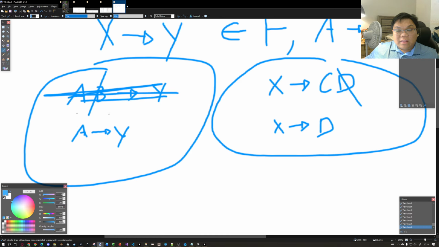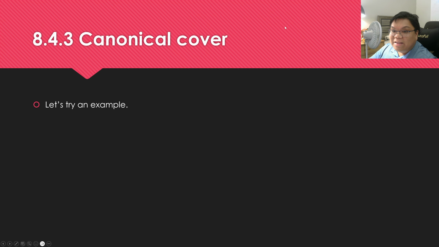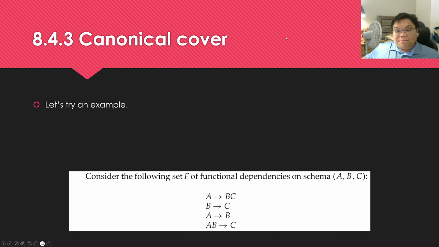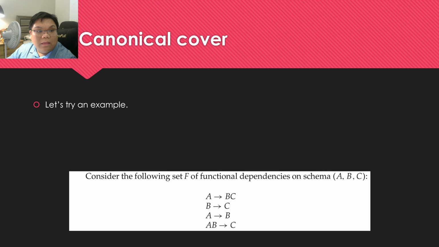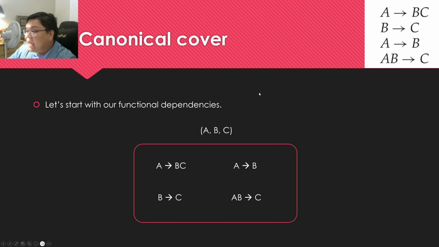Anyway, let's look at an example where we try to make a canonical cover of a set of functional dependencies. Let's try an example. So we have the following set of functional dependencies: A determines BC, B determines C, A determines B, and AB determines C. There's a two-step process to do this, and here are our functional dependencies over here.